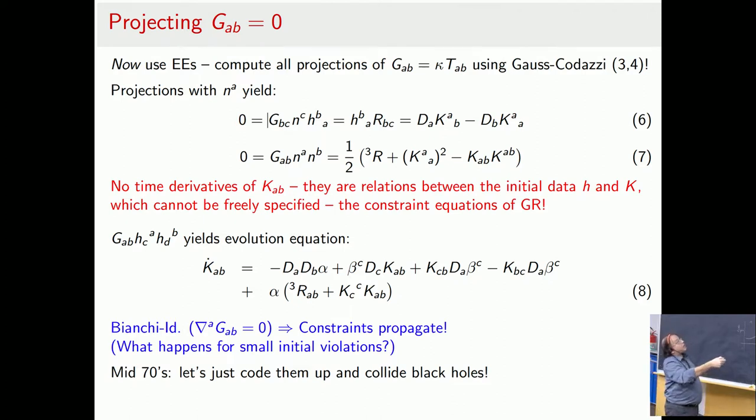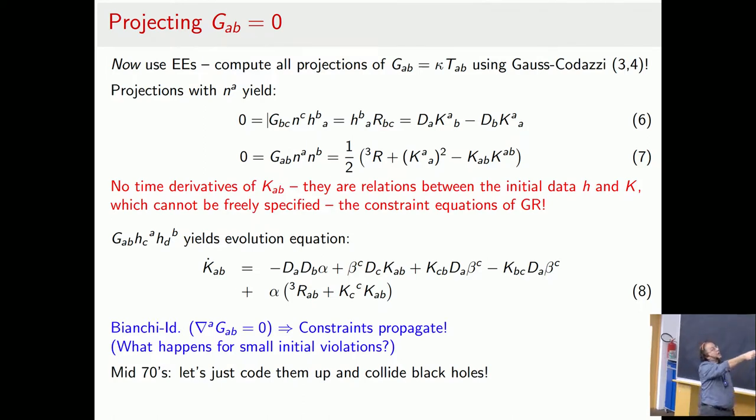And these are the results after a long, long calculation. I recommend at least once in your life, try to do this calculation by hand, and maybe also by computer algebra, to do two things. So here, what do we get? For these two, we get equations which have derivatives of the extrinsic curvature. Here we have the three-dimensional Riemann tensor, but they don't have time derivatives.